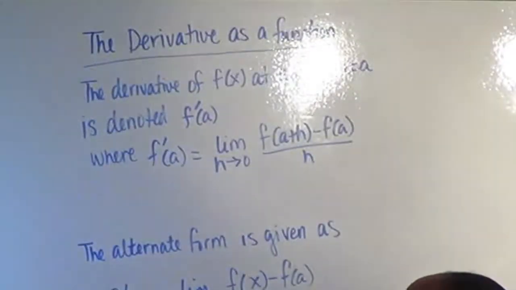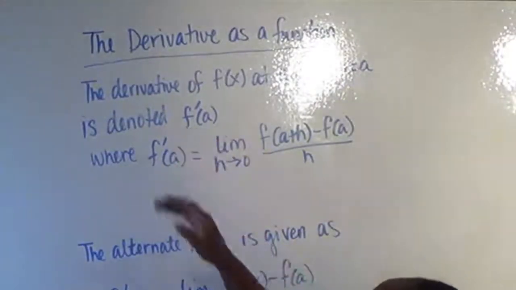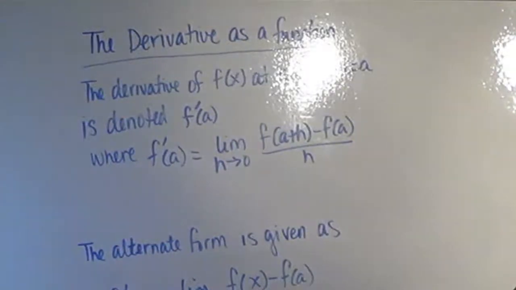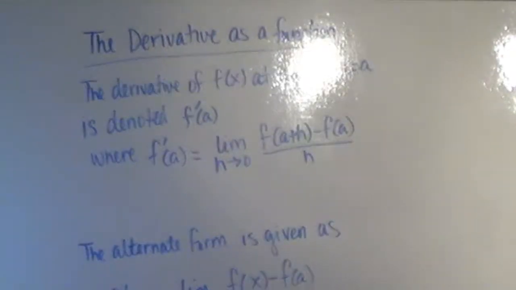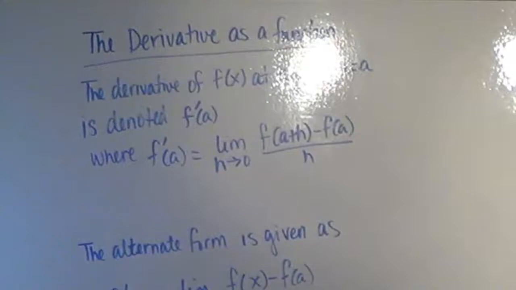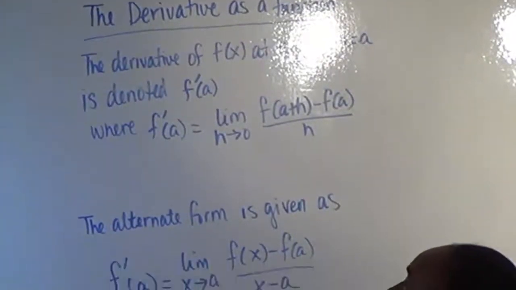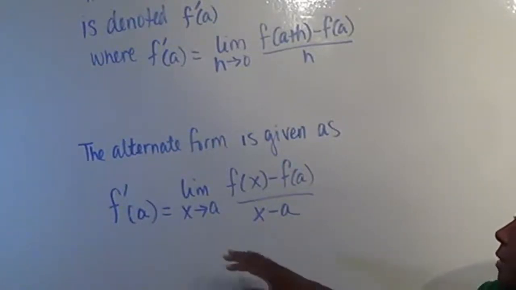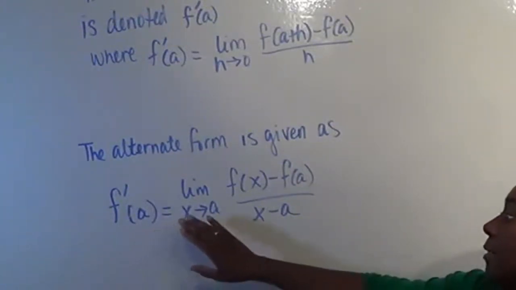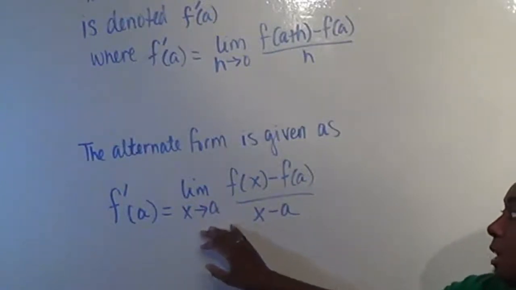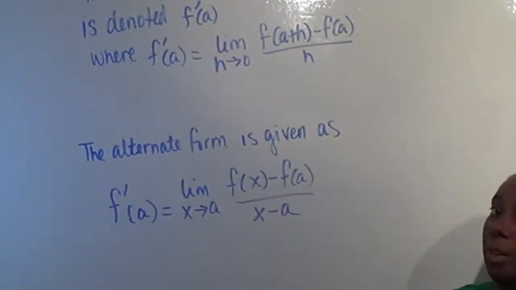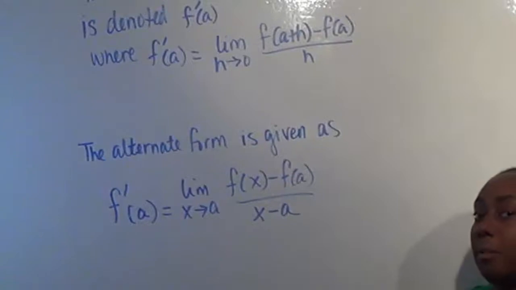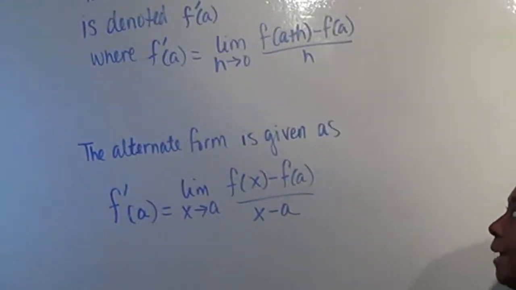And so here, as a function, we're just going to denote this f prime of a, where f of x is our function and a is the point that we're taking the derivative at. And the alternate form, again, just like in the last video, is given by f prime of a equal to the limit as x goes to a of f of x minus f of a over x minus a. So again, in both cases, we're still looking at the limit of an average rate.